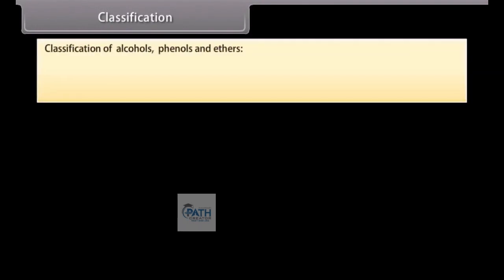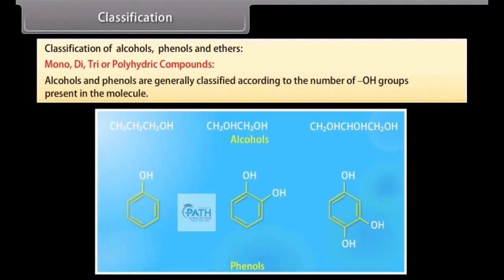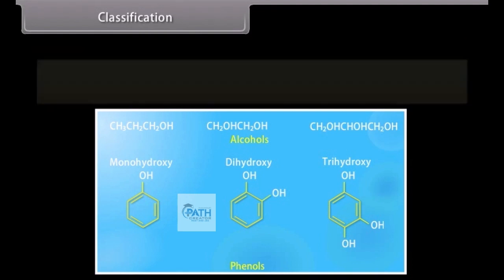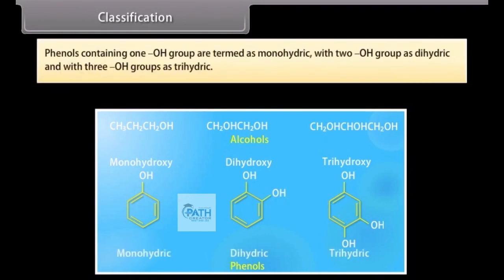Classification. Classification of alcohols, phenols and ethers. Mono, di, tri or polyhydric compounds. Alcohols and phenols are generally classified according to the number of hydroxyl groups present in the molecule. The alcohols containing one hydroxyl group are termed monohydroxy, with two hydroxyl groups as dihydroxy and with three hydroxyl groups as trihydroxy. Phenols containing one hydroxyl group are termed as monohydric, with two hydroxyl groups as dihydric and with three hydroxyl groups as trihydric.